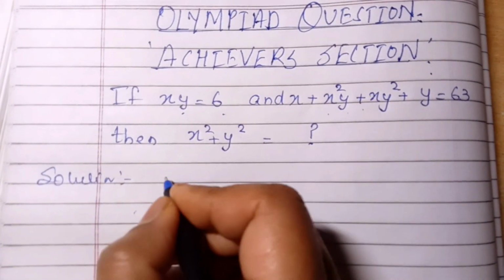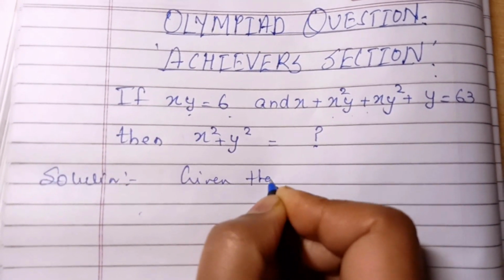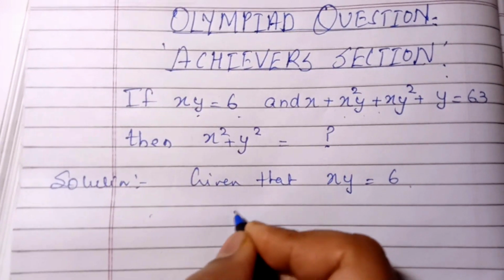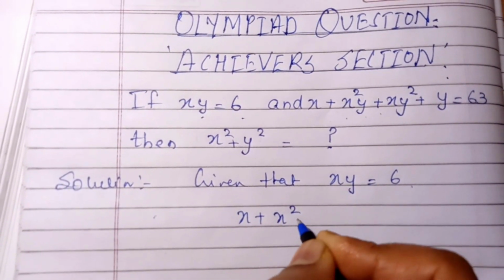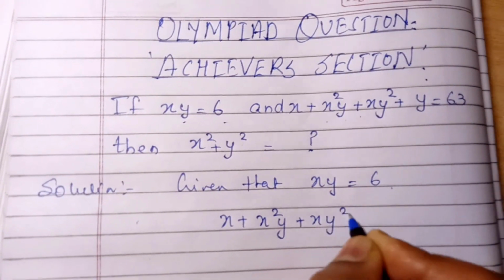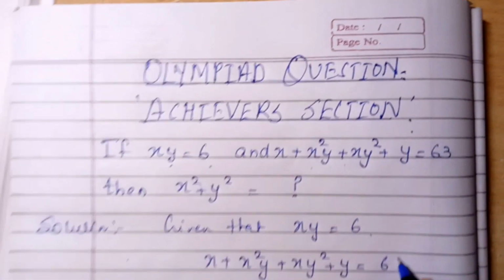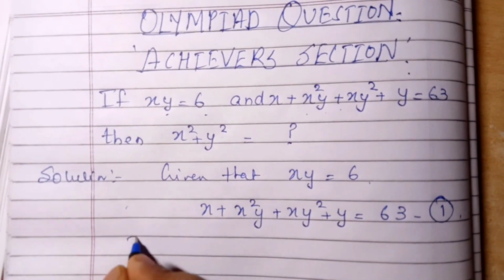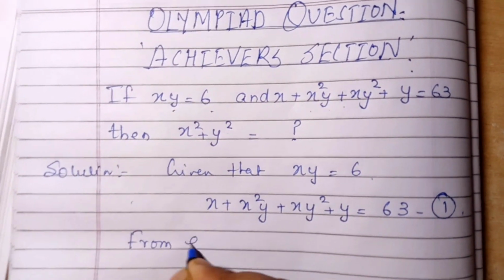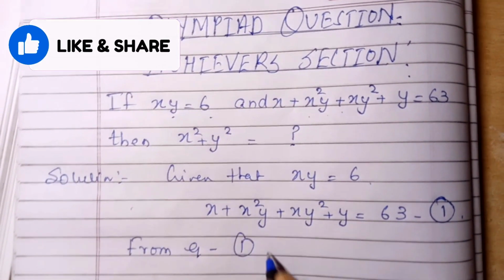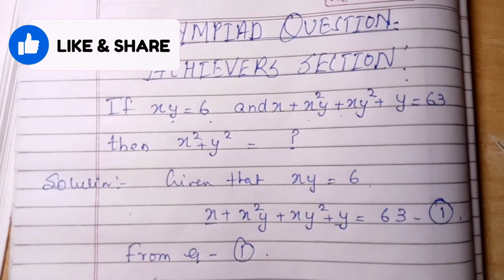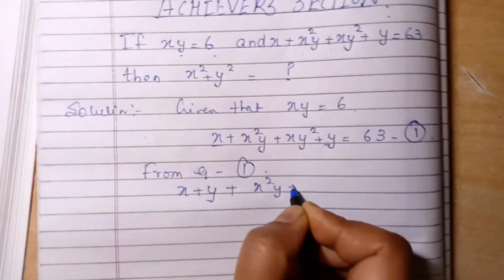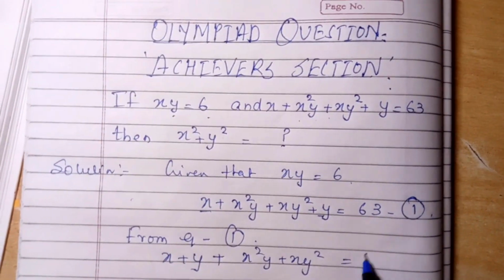Now we are given that xy is equal to 6, and x plus x square y plus xy square plus y is equal to 63. Let it be equation number 1. Now from equation number 1 we will bring this x plus y together and this x square y plus xy square, that gives us 63.